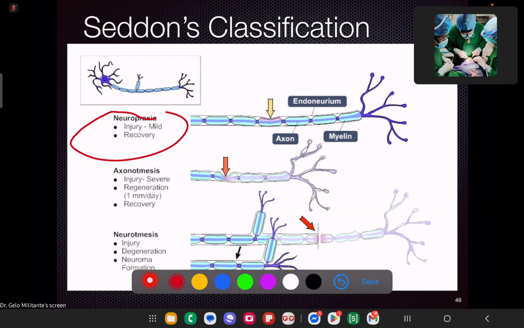Now, if you drill more, nag-drill ka, tinamaan mo or na-perforate mo yung nerve, it becomes axonotmesis. If you drilled on the nerve, then cut the nerve, that's neurotmesis na tinatawag.